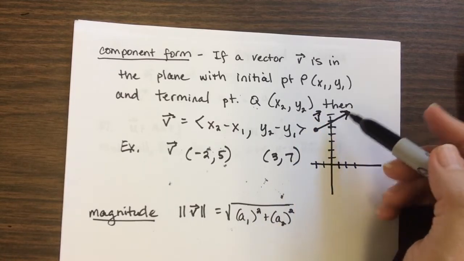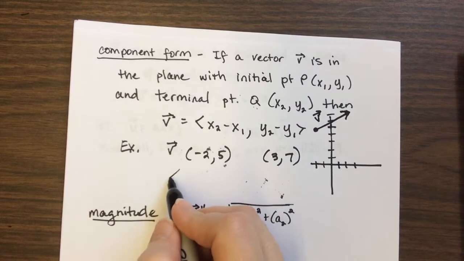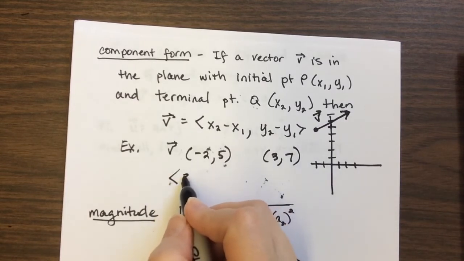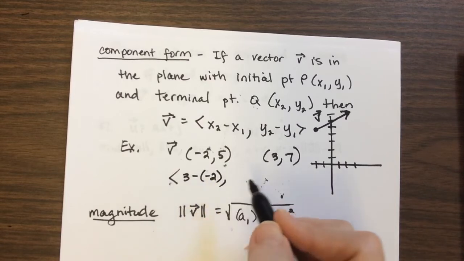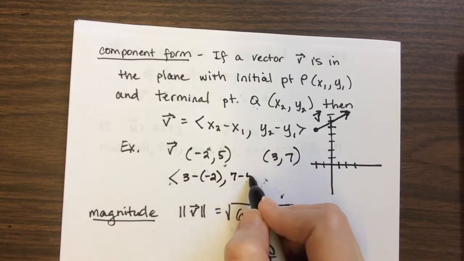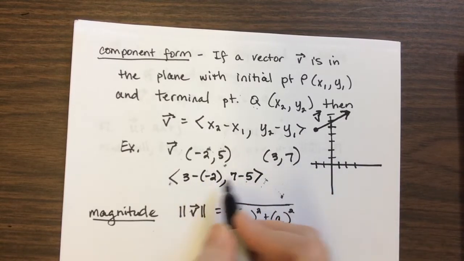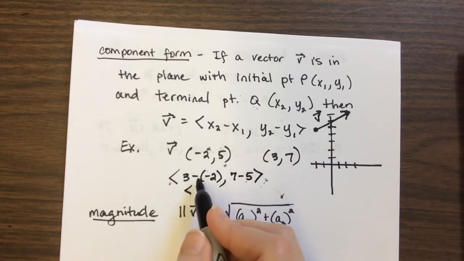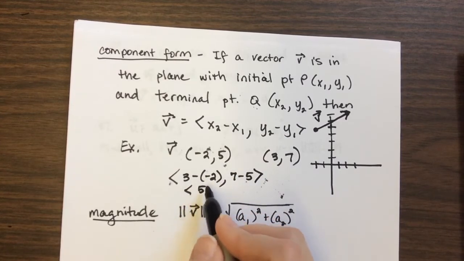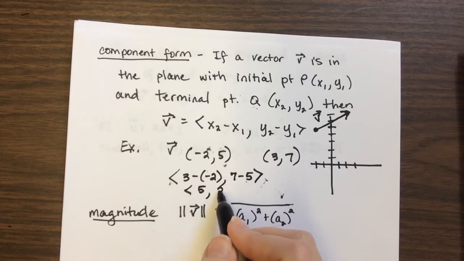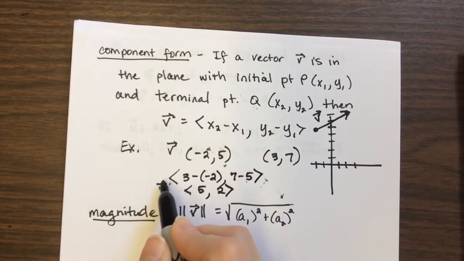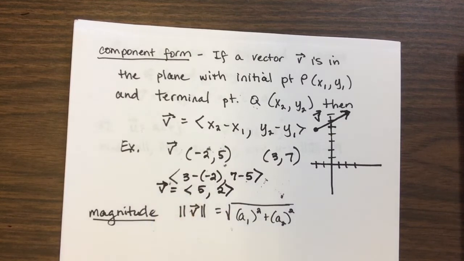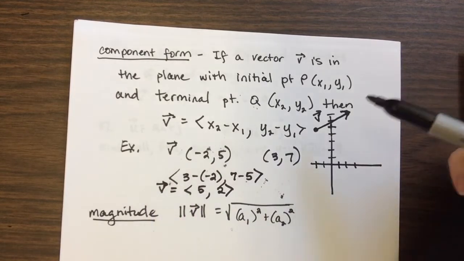Alright, if I'm writing this in component form, I'm just taking the difference in the x's, and then the difference in the y's. So this component form is actually going to be 3 minus a negative 2, which is 5, 7 minus 5, which is 2. So my component form of this vector is written like that.